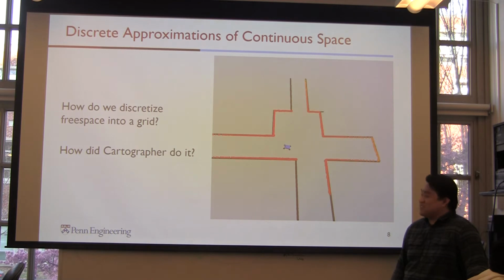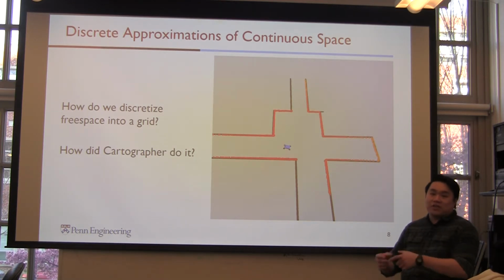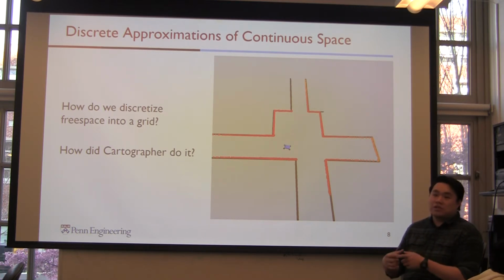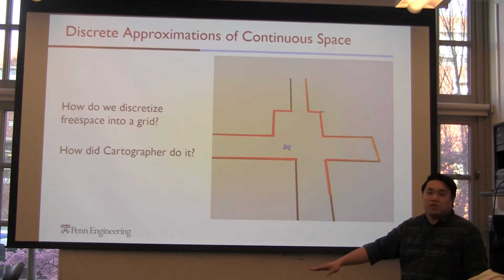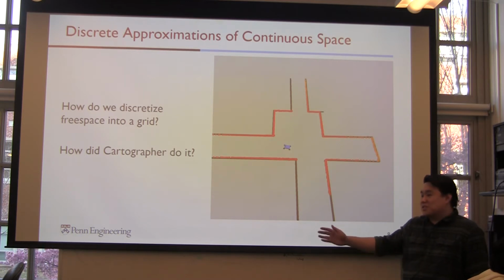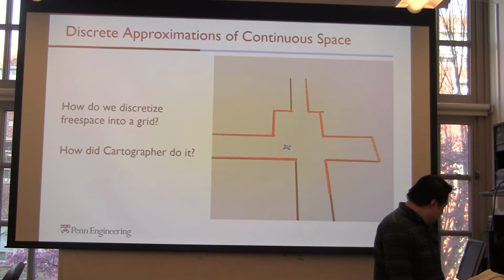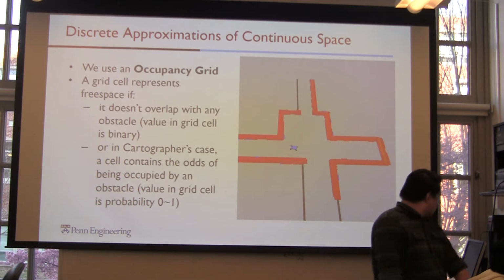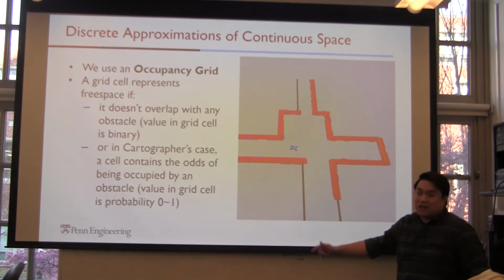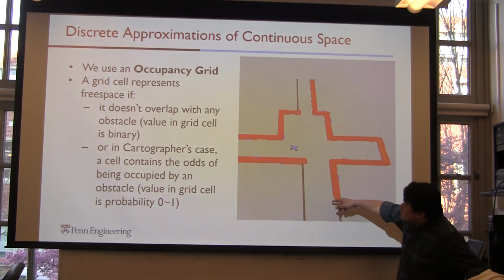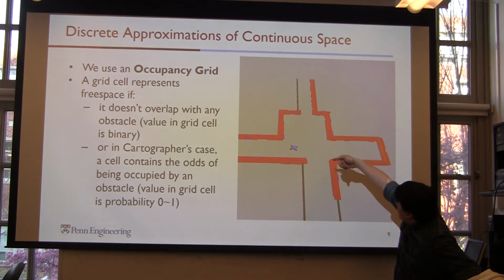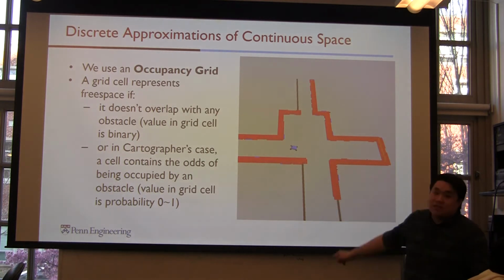It's very simple. They have a certain size for a grid cell or square, and you're just dividing up the 2D plane into multiple grid cells, or what we call an occupancy grid. It's kind of hard to see here, but you can see these little squares that divide up the whole space.